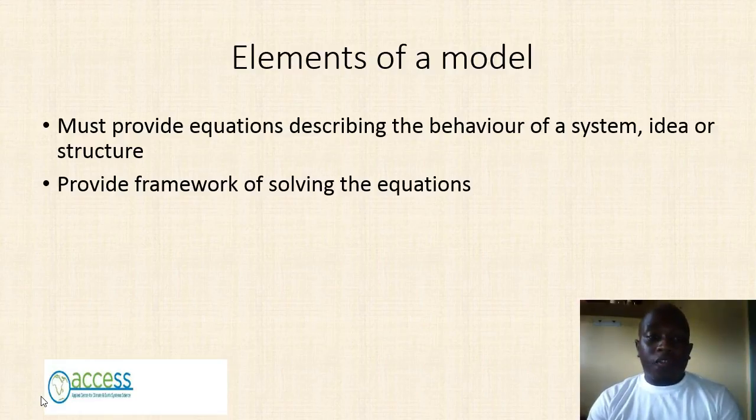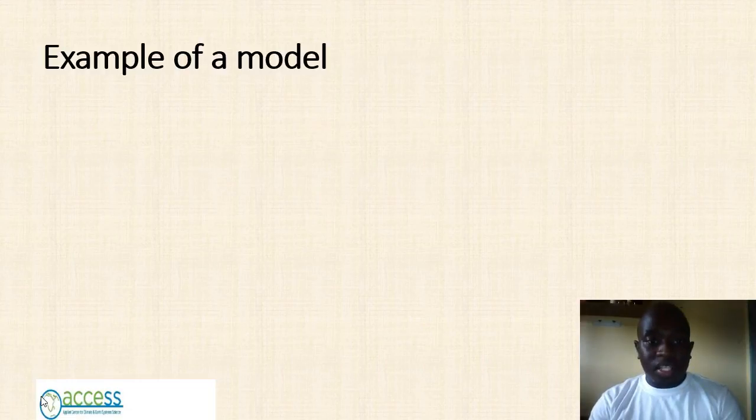Now, what are the elements of a model? A model must provide equations, which will describe the behavior of a system, structure, or an idea. Like I said, a model is a simple or a better explanation of an idea, system, or a structure. So a model must provide equations which will describe the behavior of such system, idea, or structure. It must also provide a framework of solving such equations. Now, let's look at the example of a model.